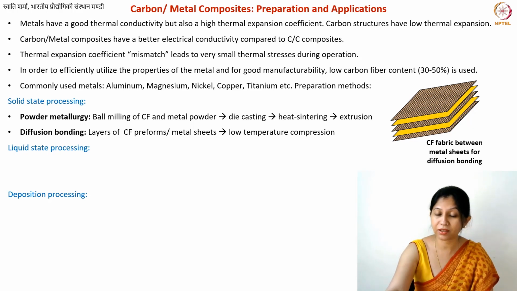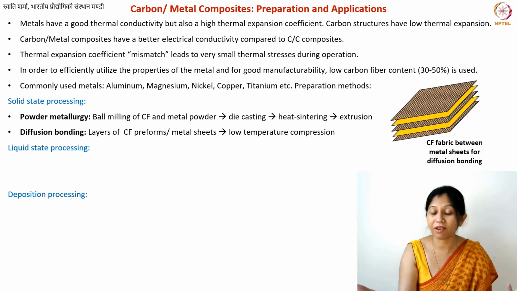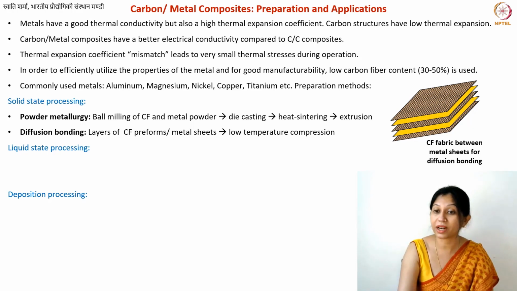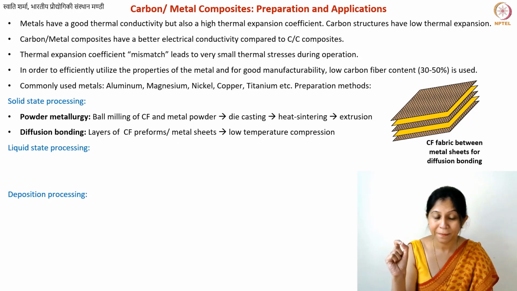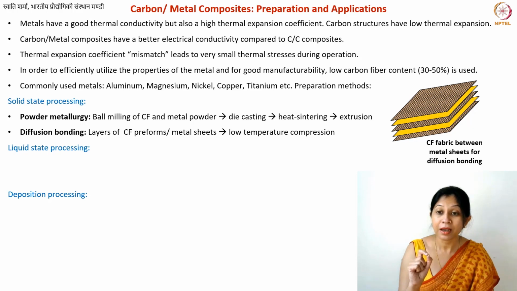Metal matrix composite, by the way, is a more general term. You can also have other additives, not just carbon. But when we talk about carbon metal composites, then we typically call them carbon metal composites. I have not used the term CMC because that may be a little bit confusing. There may be ceramic metal composites, they are also called CMC. So let's just stick with carbon metal composites.